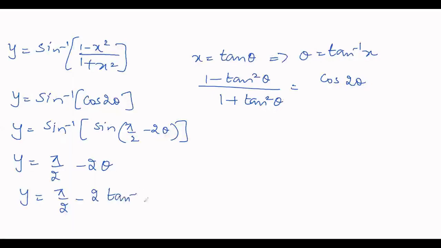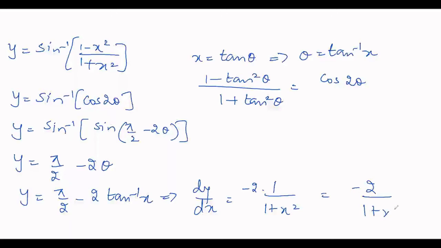So differentiating this, I get dy by dx. Differential of pi by 2 is a constant, which is 0, and minus 2 times the differential of tan inverse of x, which is 1 by 1 plus x squared. Final answer, minus 2 by 1 plus x squared.